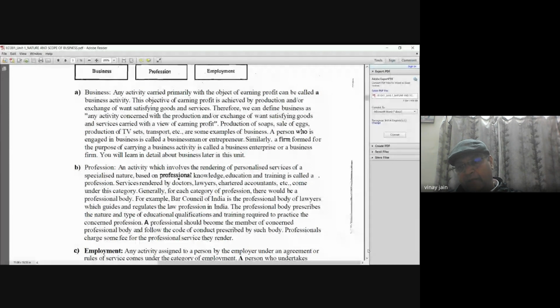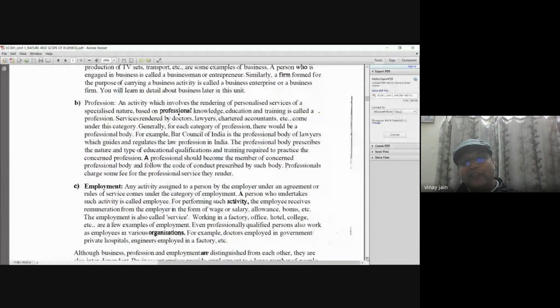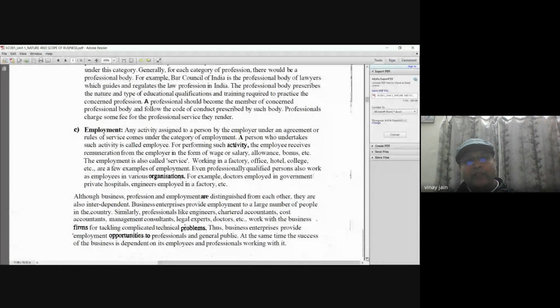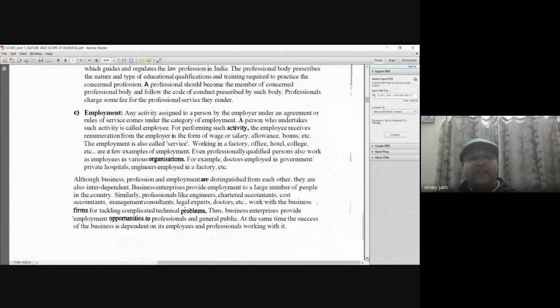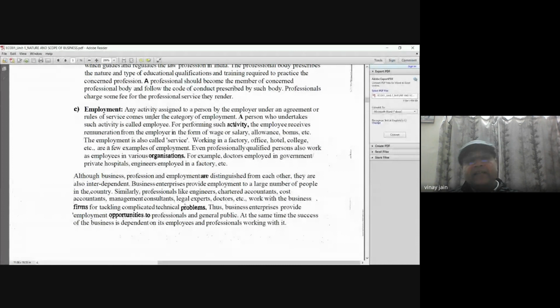And employment, as the name suggests, means you are simply becoming an employee in an organization. Any activity assigned to a person by the employer under an agreement or rules of service comes under the category of employment. A person who undertakes such activity is called an employee. And every month or week, you get salary out of it.